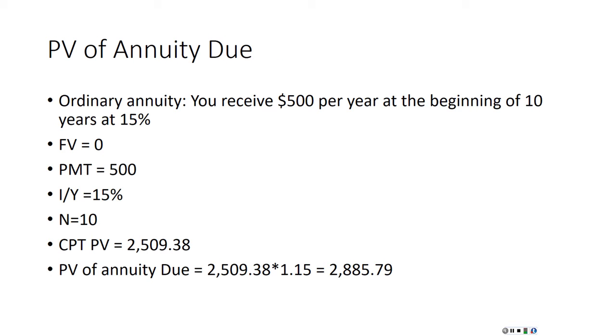Present value of annuity due. You receive $500 per year at the beginning of each year for 10 years at 15%. Well, once again, we set it up and we compute the present value of 2509.38. But because it's an annuity due, we multiply the present value by 1.15, 1 plus the interest rate, to get the present value of getting the payments at the beginning of each year, which would make them $2885.79.